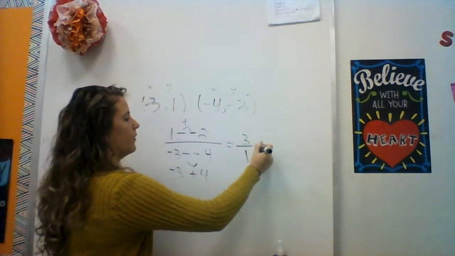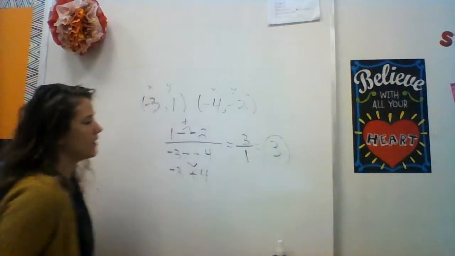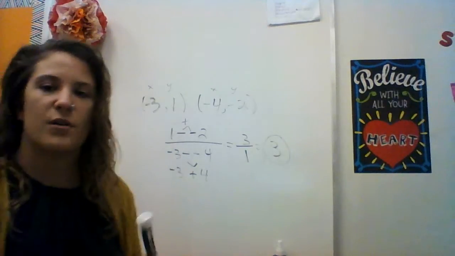A slope of 3 over 1 is the same thing as a line increasing at a rate of 3. You have the rest of your packet front and back to do.